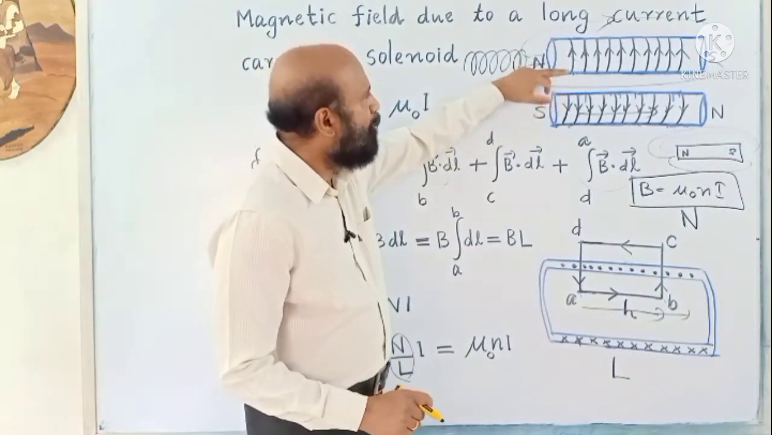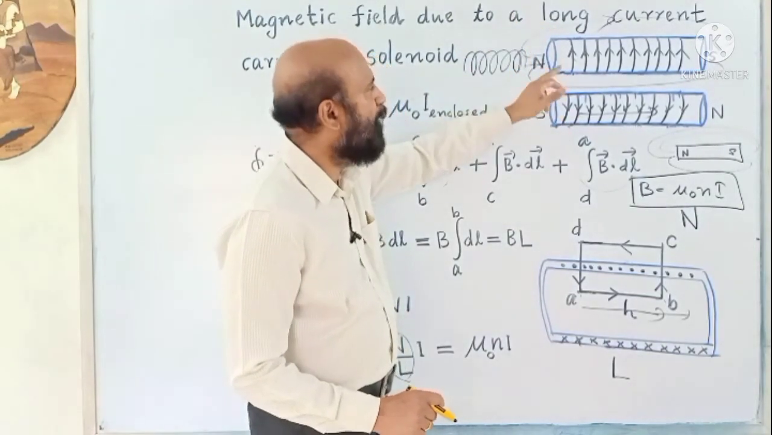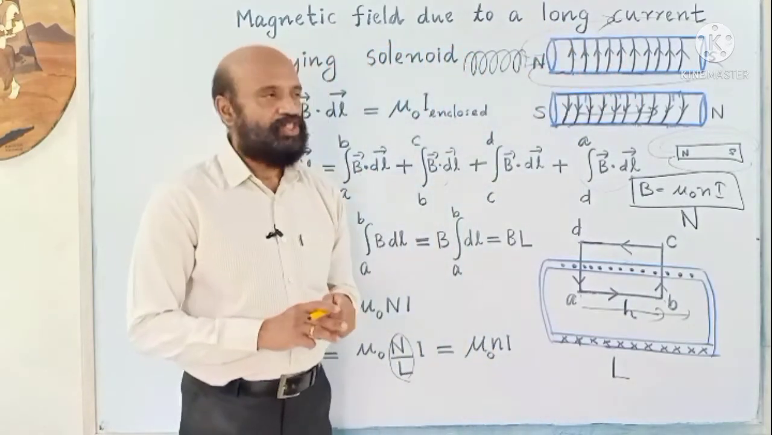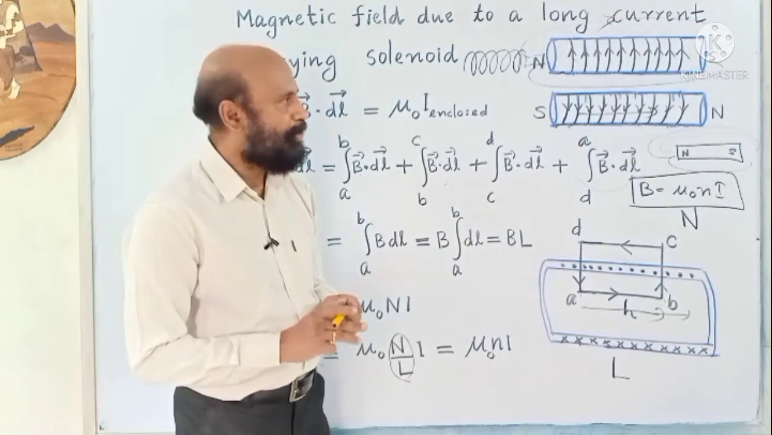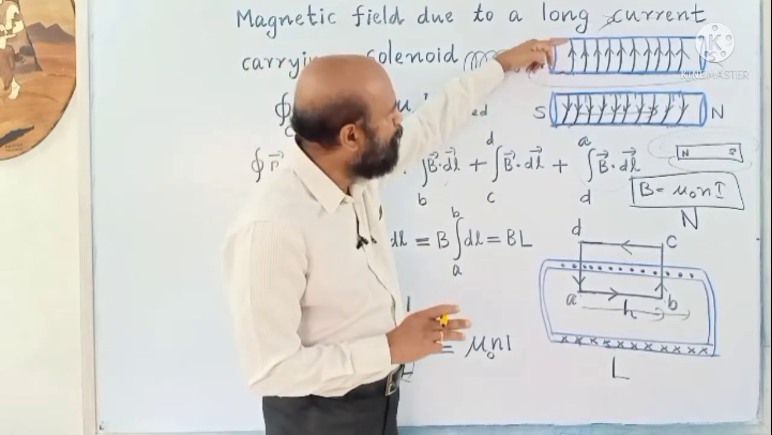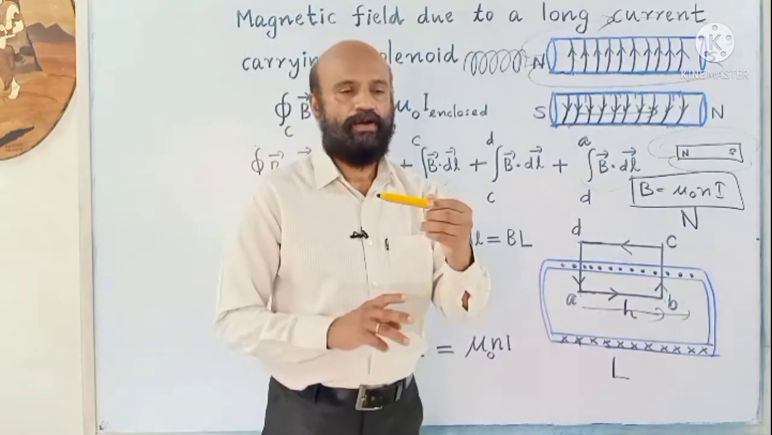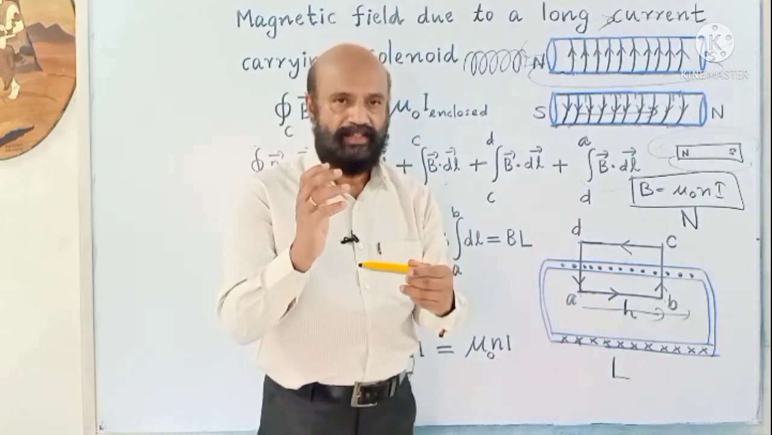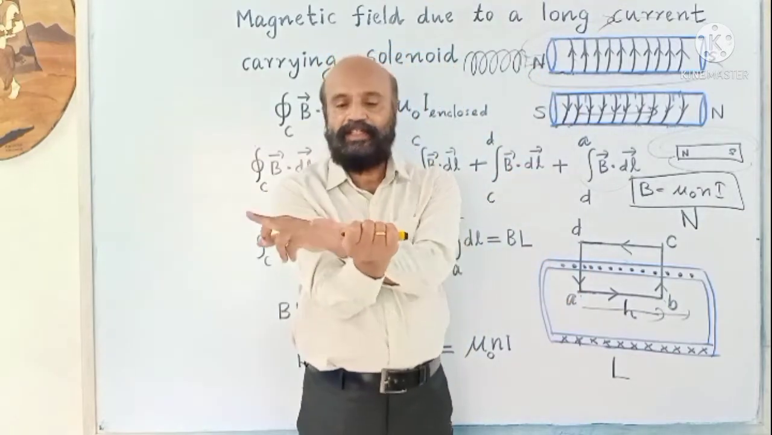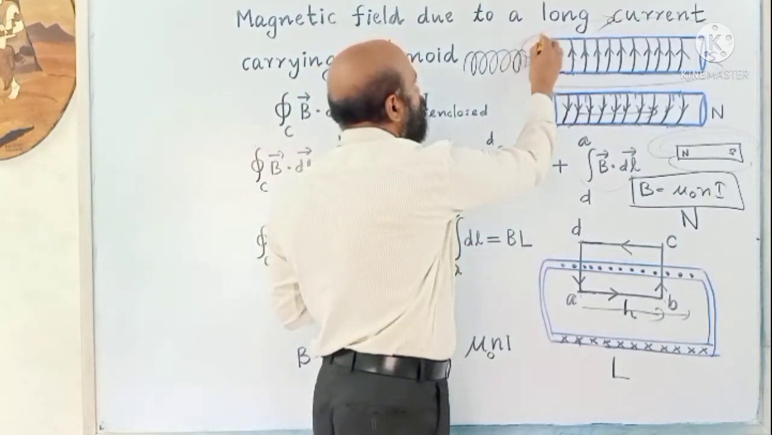Direction of the current can either be in this direction or in this direction as shown by these arrows. Then direction of the magnetic field can be determined by right hand palm rule. So here direction of the current is along this direction as shown by the arrows. Hold the solenoid in your right hand such that fingers are in the direction of the current. Then the extended thumb will give you the direction of the magnetic field. So here this is the direction of the magnetic field.